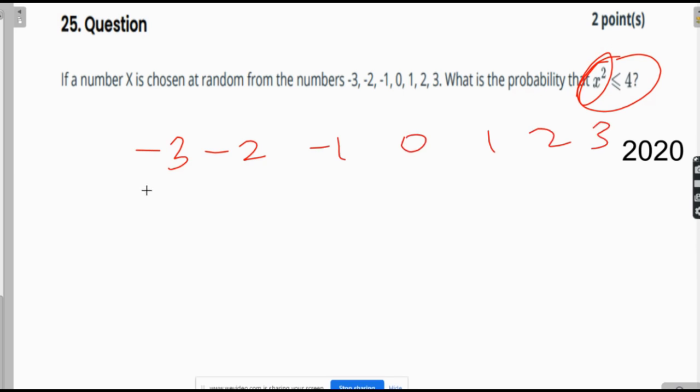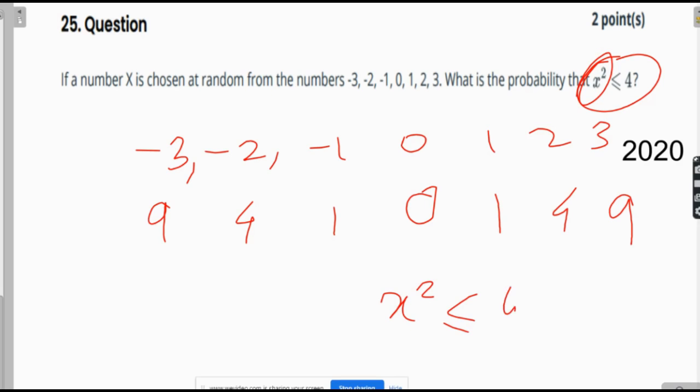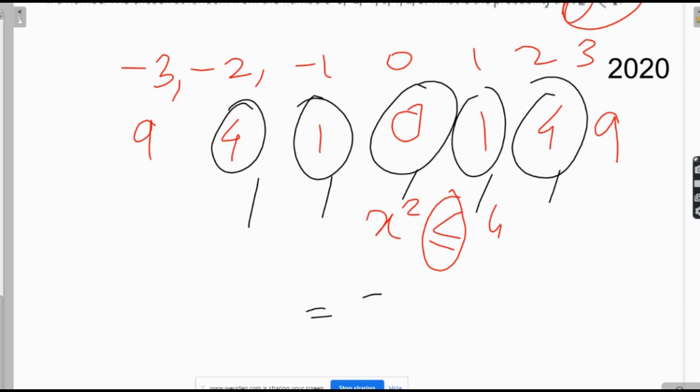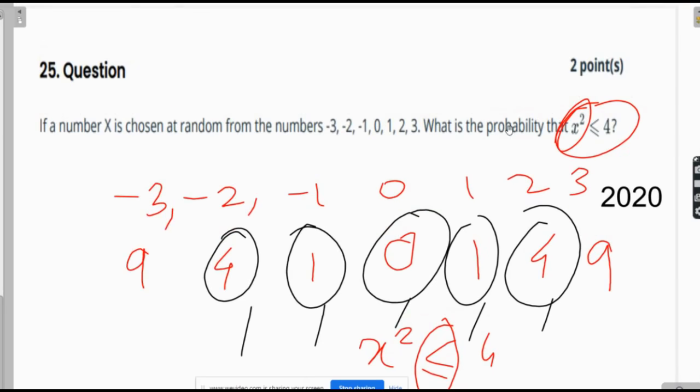Let me square. So minus 3 square is positive only. Negative square is always positive. So minus 2 square is 4. Minus 1 square is 1. 0 square is 0. 1 square is 1. 2 square is 4 and 3 square is 9. Now look at the question. Less than or equal to 4. Less than 4 and equal to 4 will also do. So equal to 4 is this. This is less than 4. This is less than 4. This is less than 4. This is less than or equal to 4. So how much? 1, 2, 3, 4, 5. 5.